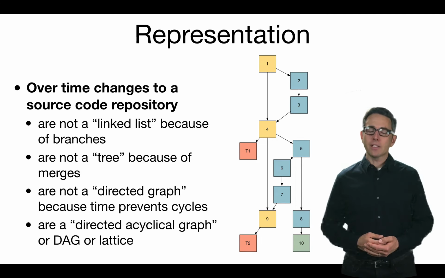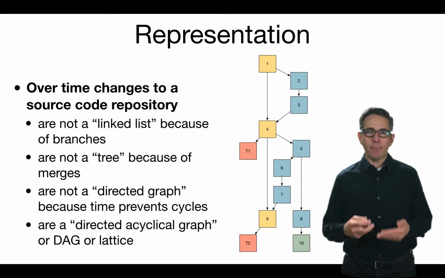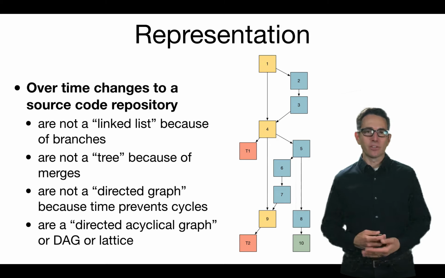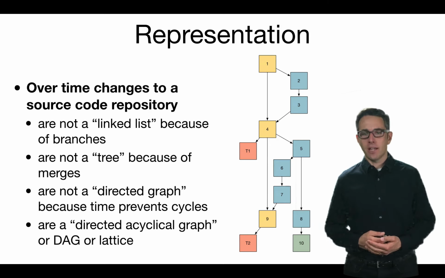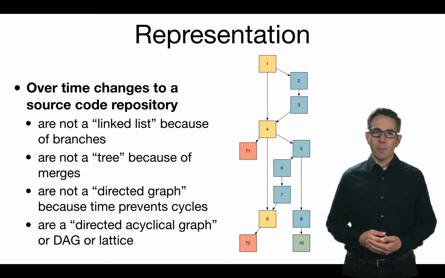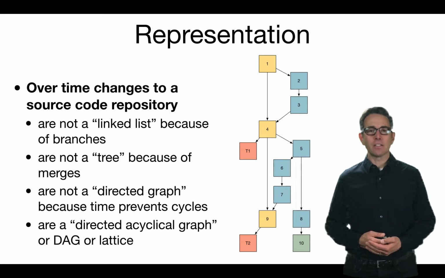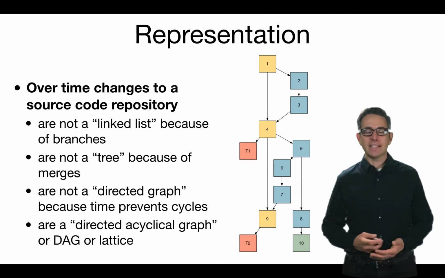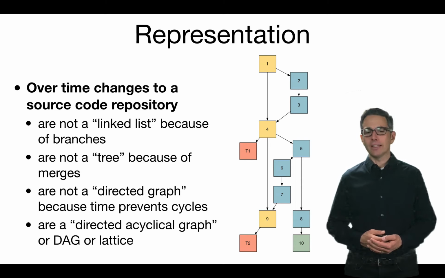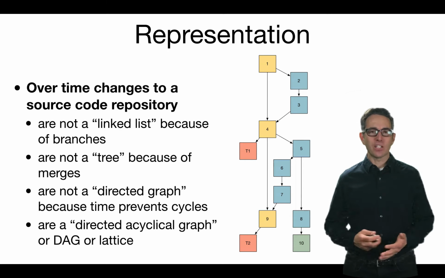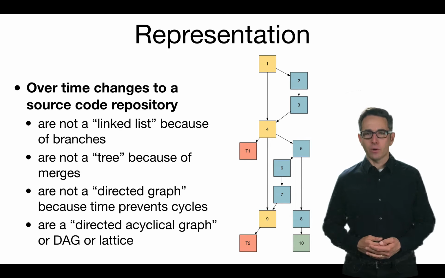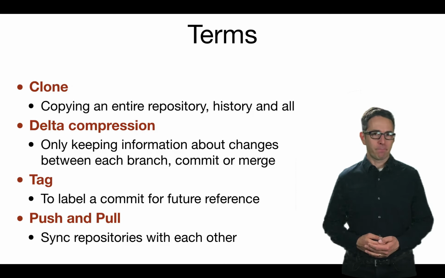It's not a directed graph because the way in which these changes happen over time prevent cycles from occurring within our data structure. And so it's more appropriately called a directed acyclical graph, or abbreviated as a DAG, and I've also heard it called a lattice as well. So it's just the representation of this for those who are following along at home.